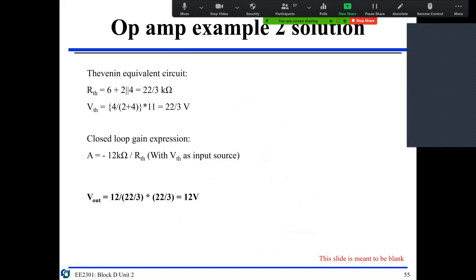Is this the one? And VTH is the voltage divider, right? So then once you close that loop, you'll get this value here, RTH, VTH. That's your equivalent. So then you can compute the amplification and what's your output, okay?